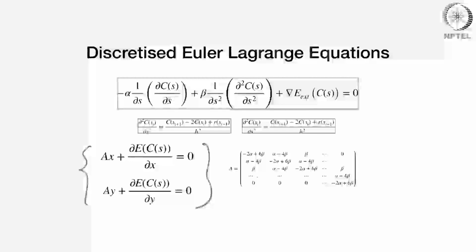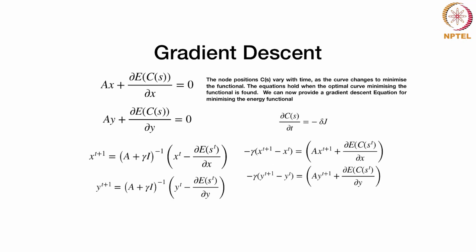But it's not done there. What we have to do is something called gradient descent. Remember that at the optimal position of the curve, once the curve has latched onto the boundary of the object, then the curve no longer moves. Which means that delta C over delta T equals 0. That's how we have defined the equilibrium position. Which means that we are tracking the curve over time.